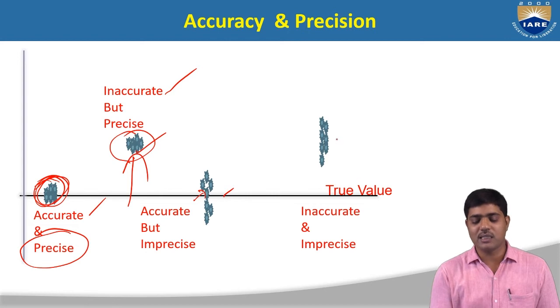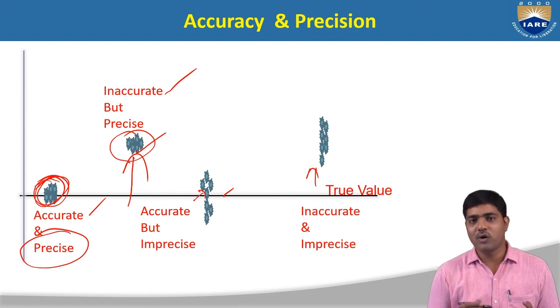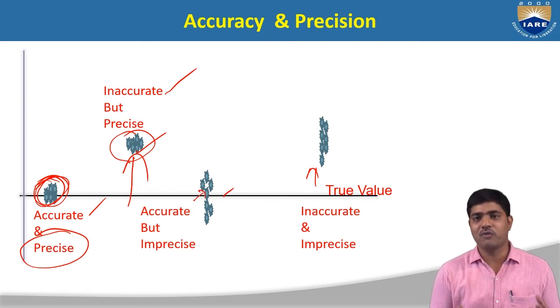And here you can see the last case. These values are far from the true value, deviating from the true value, and also fall in a large range, so these readings are inaccurate and imprecise. So from this diagram, you can clearly understand what is meant by accuracy and what is meant by precision. If the measurements or readings are close to the true value, then you can say that the instrument is accurate. Even if we are getting values close to each other, but if they are far from the true value, then you can say that it is inaccurate, but it is precise.